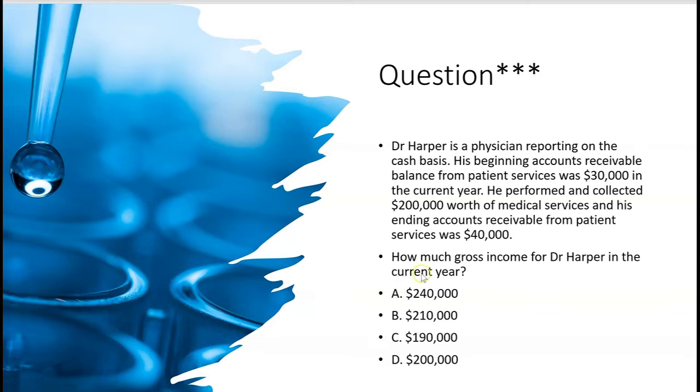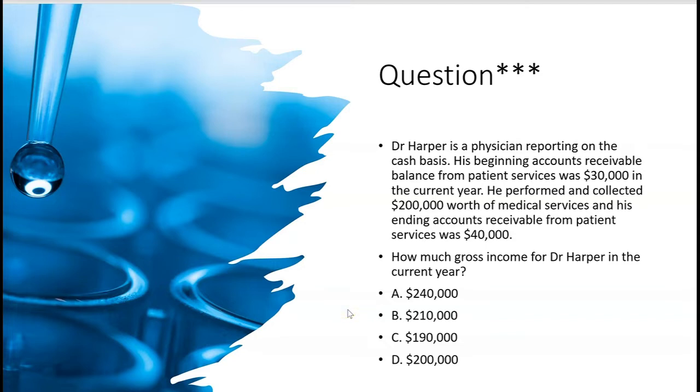All right, so look at this question. Dr. Harper is a physician reporting on the cash basis. His beginning accounts receivable balance from patient services was $30,000 in the current year. So that's his beginning receivable balance. He performed and collected $200,000 worth of medical services, and his ending accounts receivable from patient services was $40,000. How much gross income for Dr. Harper in the current year?